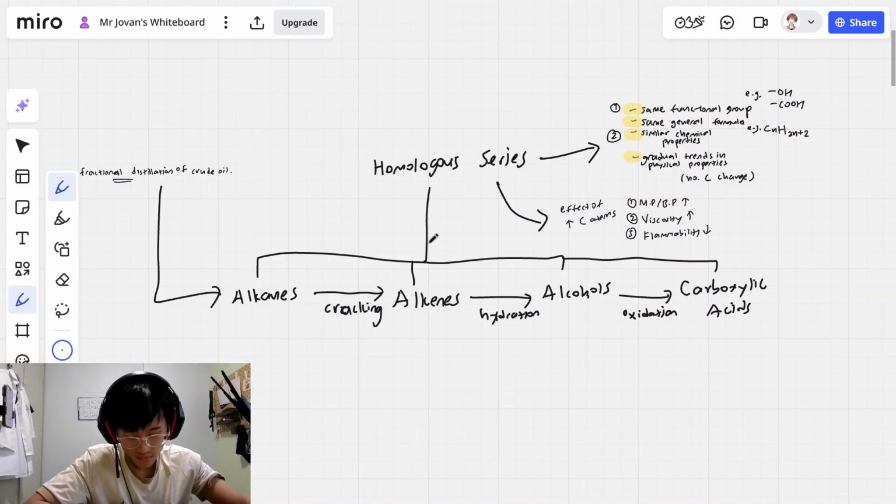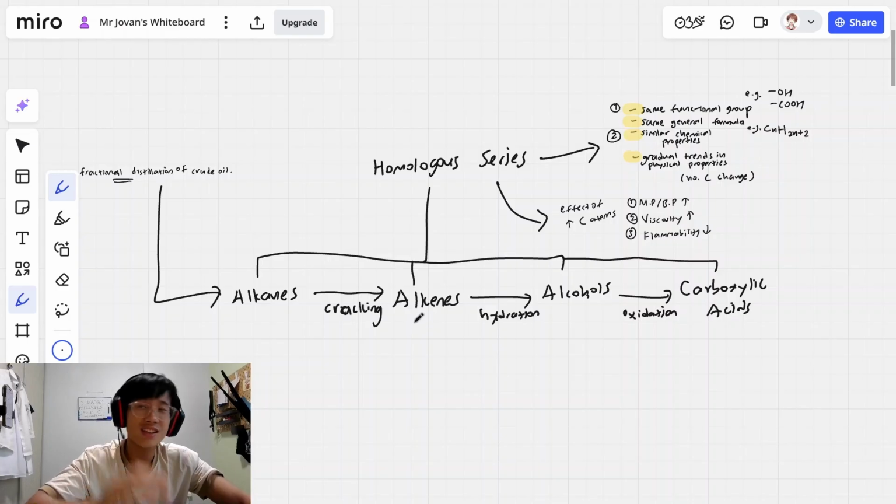Now, let's look at alkenes. Remember the double bond thing and the addition thing? We have three types, right? One of them is already here, hydration. What are the two more that we learned?